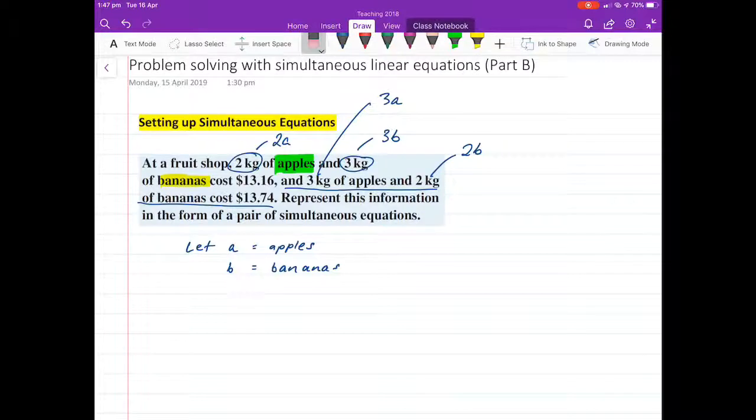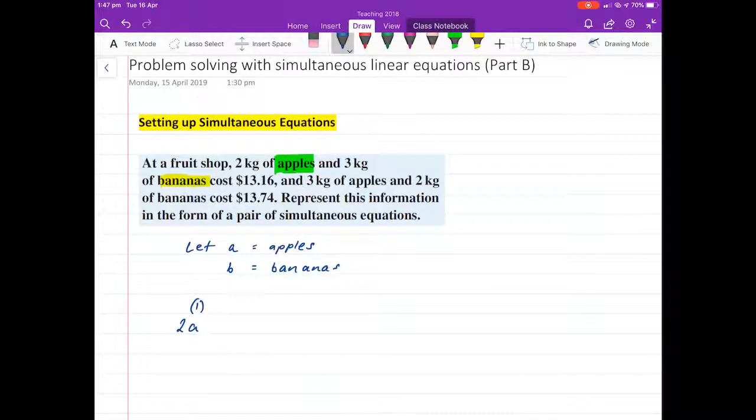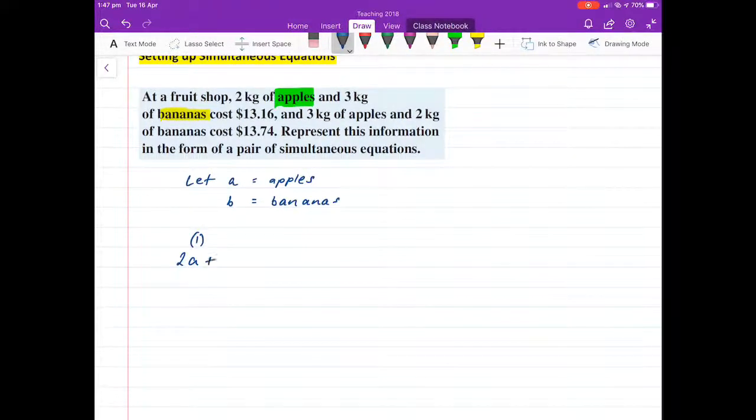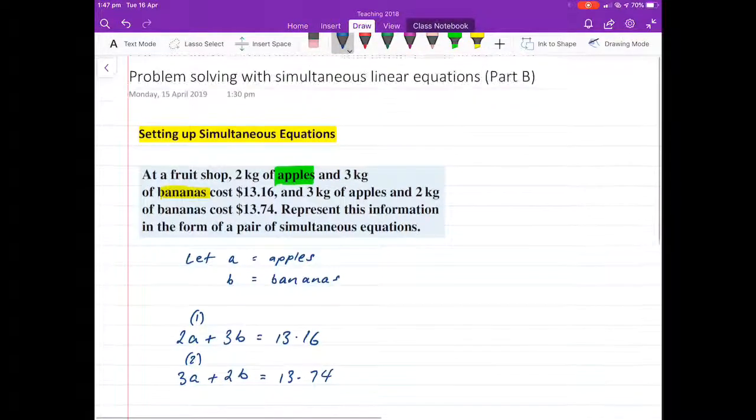There's a bit of stuff on the screen there. Get rid of that, and let's start writing a couple of equations. So equation 1 is going to be 2 kilos of apples and 3 kilos of bananas is going to cost me $13.16. Equation 2 talks about 3 kilos of apples plus 2 kilos of bananas costing $13.74.